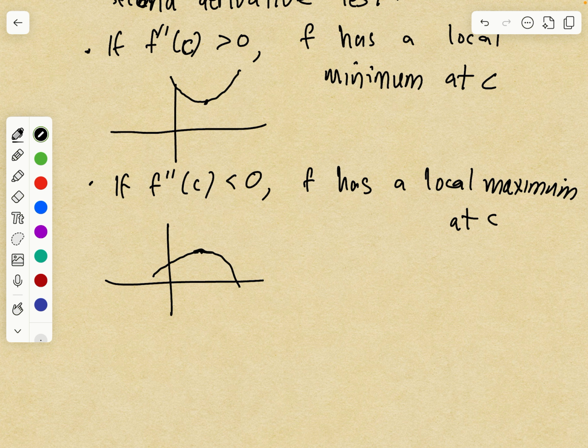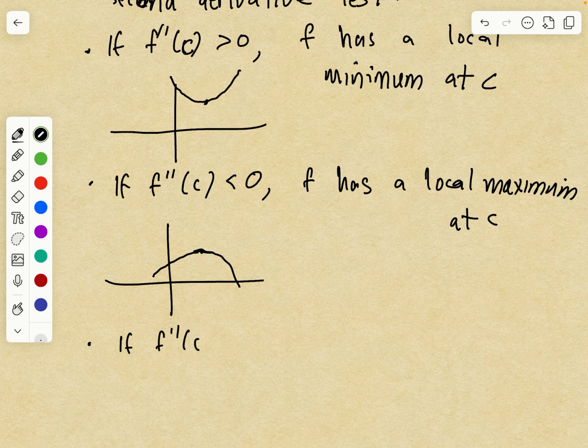If the second derivative is negative, that means that the first derivative is decreasing. So your slopes have to be decreasing as x goes to the right, and what that means is that to the left of x equals c, immediately the derivative has to be positive, and then it has to decrease to 0, and it has to become negative. And that's what's going to cause you to have a local maximum at x equals c.